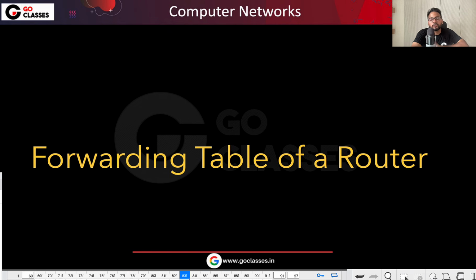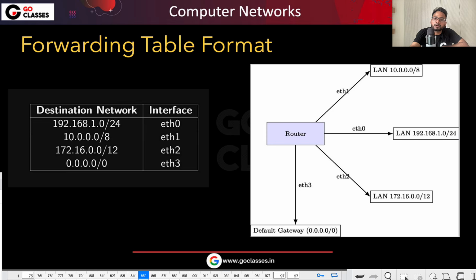Okay, so subnetting is over. Now we will see how the router takes the decision to forward a packet. Let's suppose the router is getting some packet. Then how does the router decide where to forward this packet? That's also a very easy topic. Let's just see this topic now.